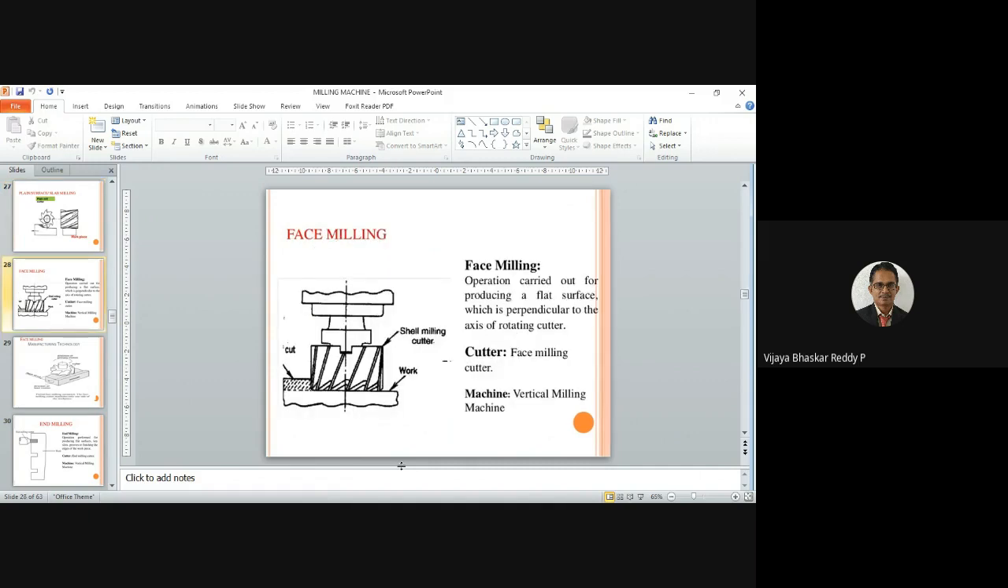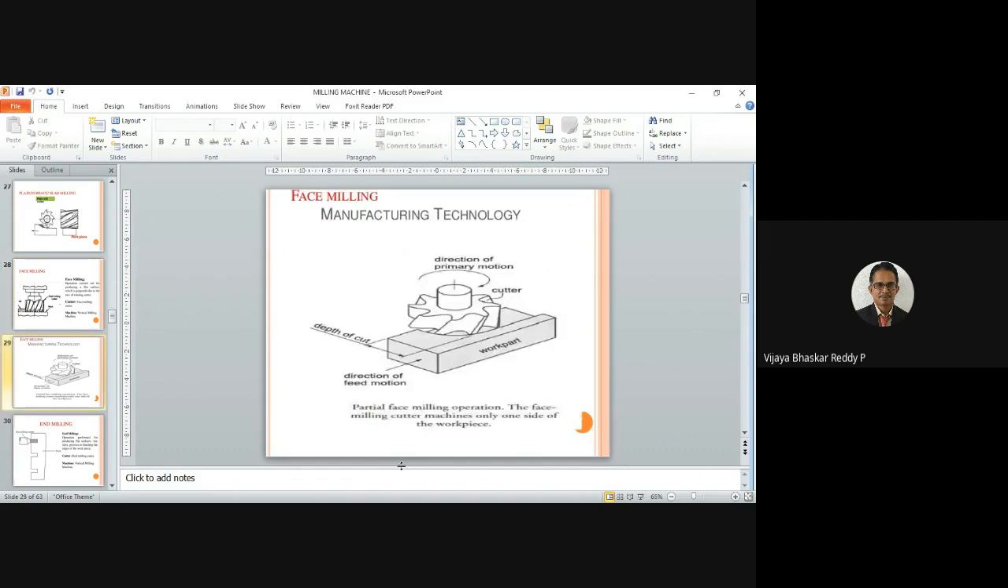Okay. Face milling operation: the tool is vertical, rotating about a vertical axis, and the operation produces a flat surface which is perpendicular to the rotation axis of the cutter. The workpiece is perpendicular to that axis. At that time we can use face milling. Particularly we use vertical milling machines to perform face milling operations, right? This is the face milling operation, and we can obtain the surfaces by rotating about the vertical direction, which we can see in the detailed diagram.